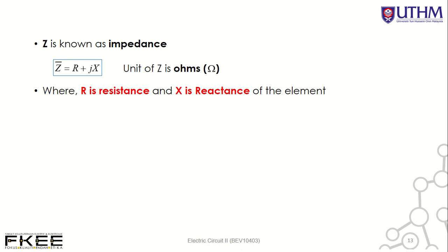So impedance, what is impedance? Impedance basically is the combination of resistance plus reactance, which is Z equal to R plus jX. The unit of impedance is ohms, the same as R and X, where R is resistance and X we call reactance. The unit of R is ohms, and the unit of reactance is also ohms.